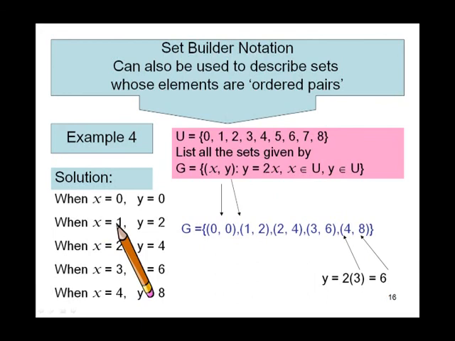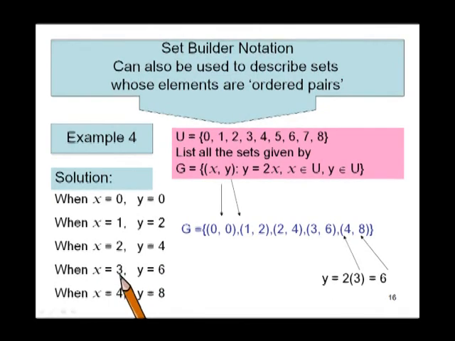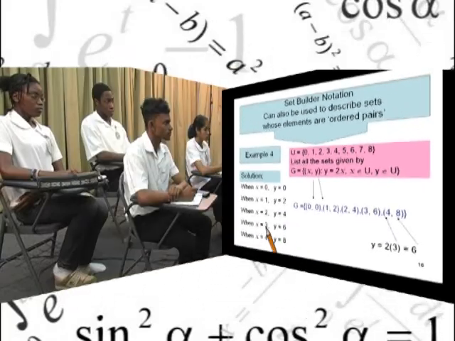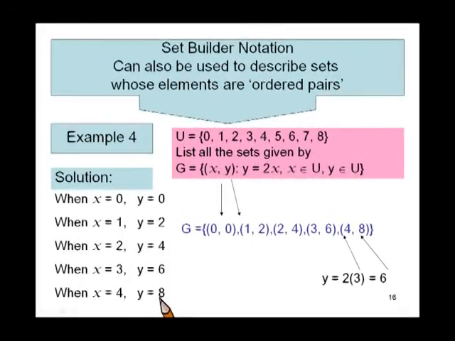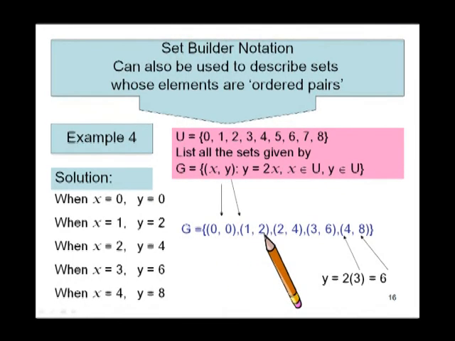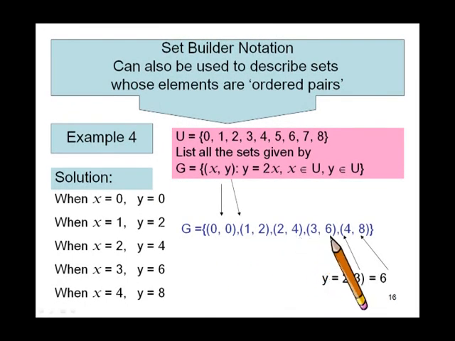When x is equal to 1, y is equal to 2. When x is equal to 2, y is equal to 4. When x is equal to 3, y is equal to 6. When x is equal to 4, y is equal to 8. G equals 0, 0, 1, 2, 2, 4, 3, 6, 4, 8.